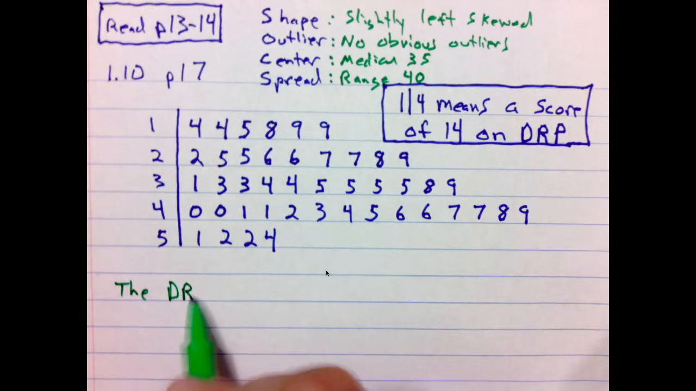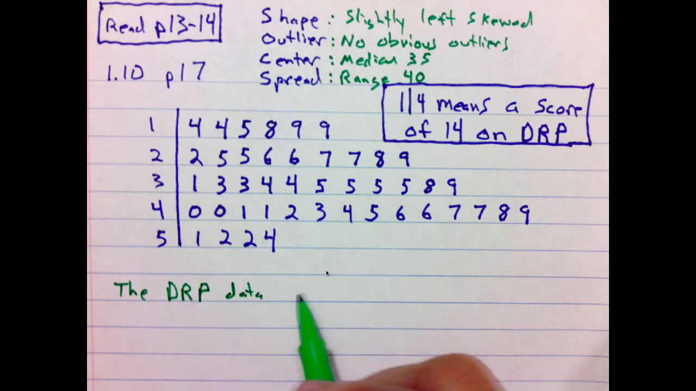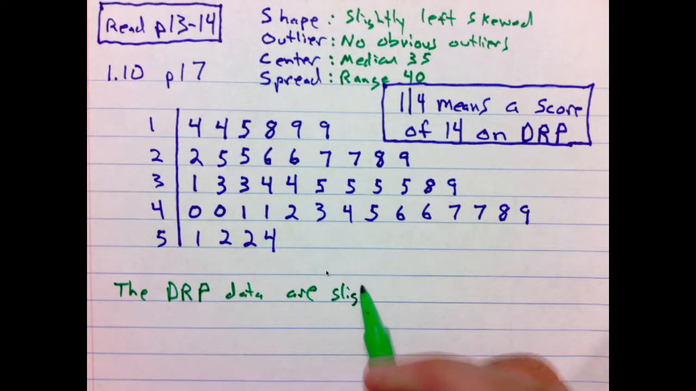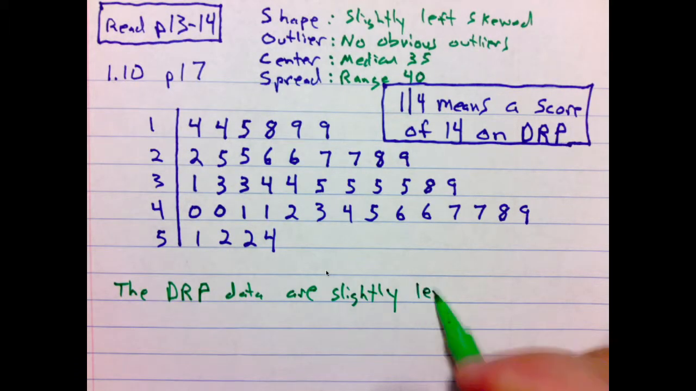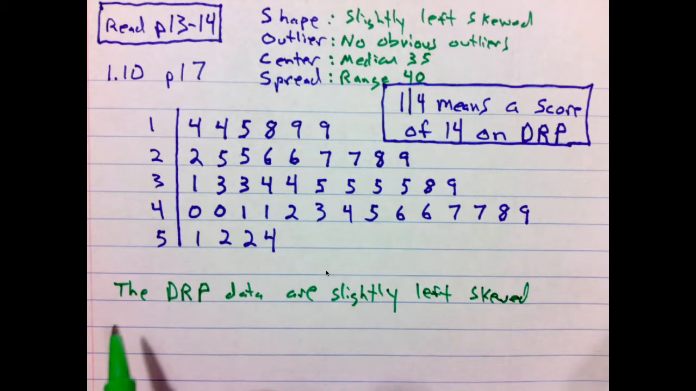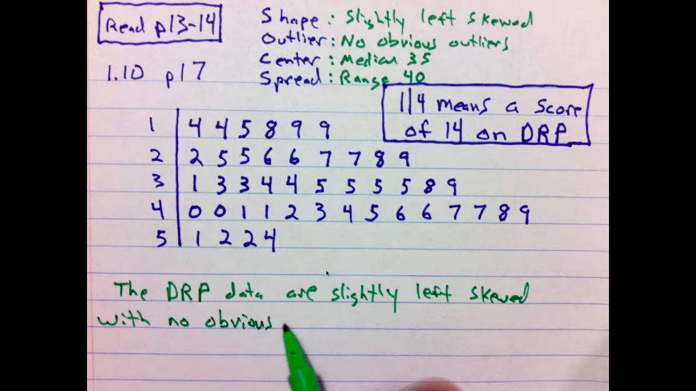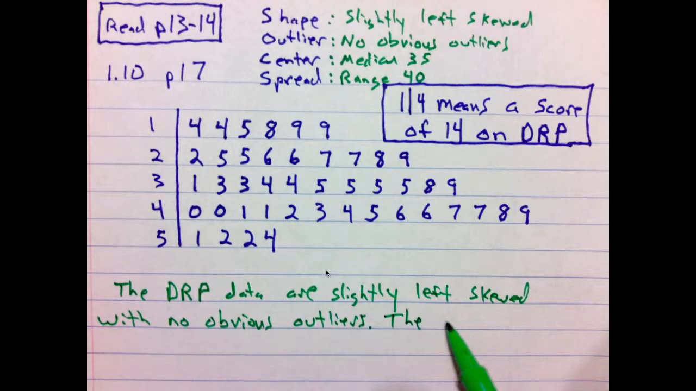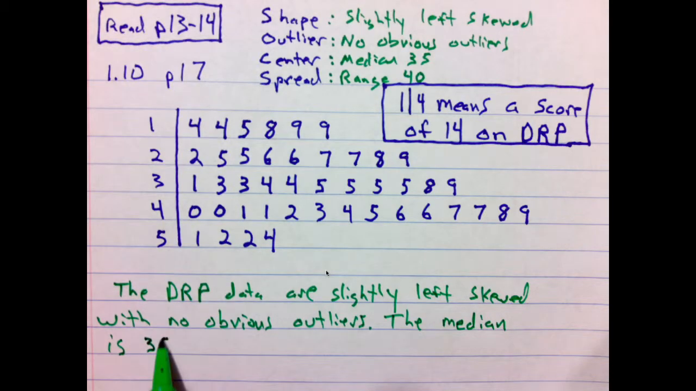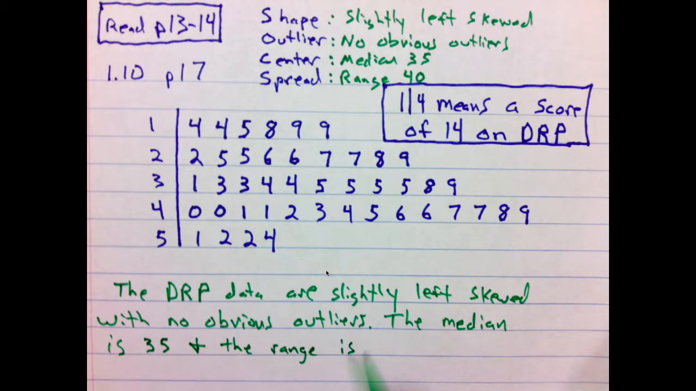The DRP data, we always will use words in context, are slightly left skewed with no obvious outliers. The median is 35 and the range is 40. All right, that concludes problem 1.10 on page 17.